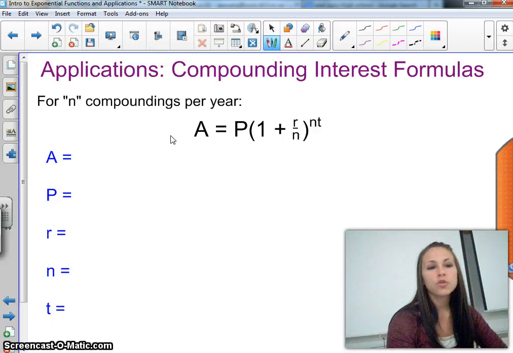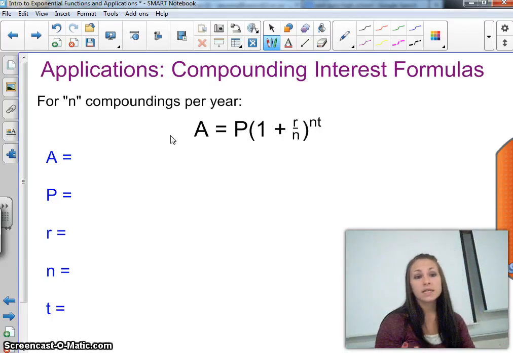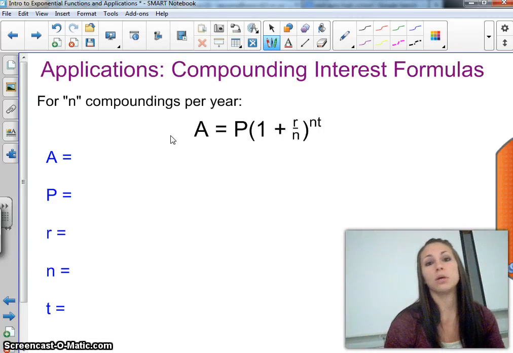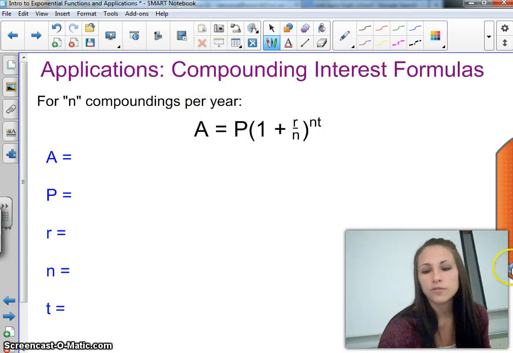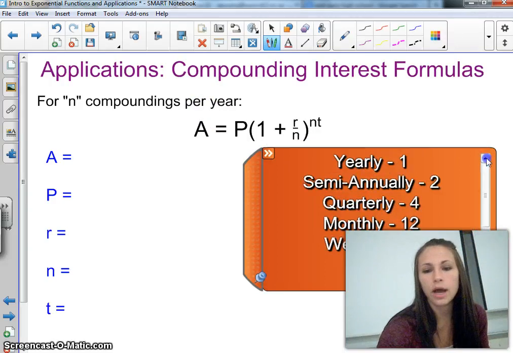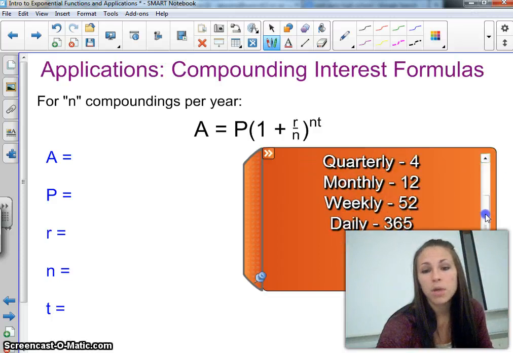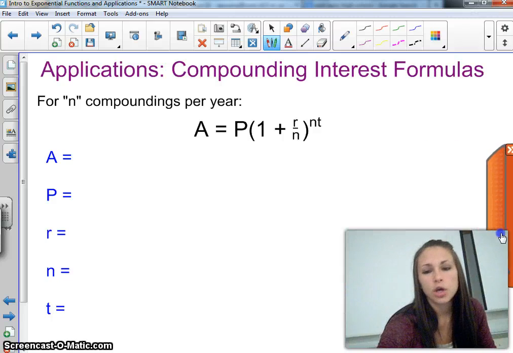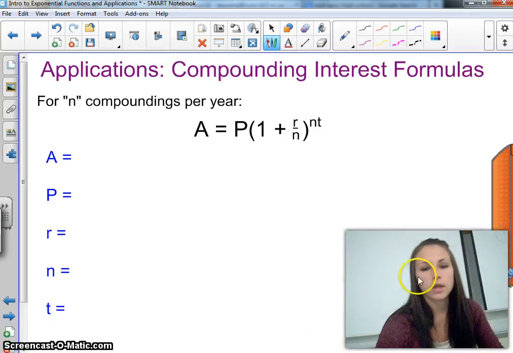This is the formula for a problem that says I'm compounding my money a certain number of times a year. These are the different amounts that you could see. I could compound my money yearly, which would be once a year. Semi-annually would be twice a year. Quarterly would be 4 times a year. Monthly is 12, weekly is 52, and daily is 365. So you guys know that and are aware of that.